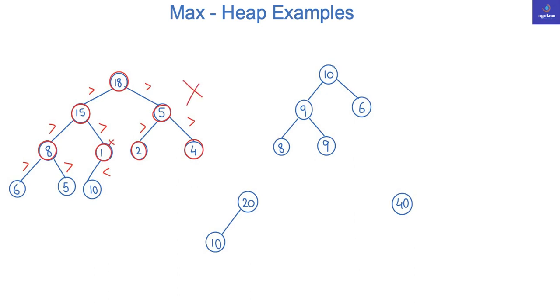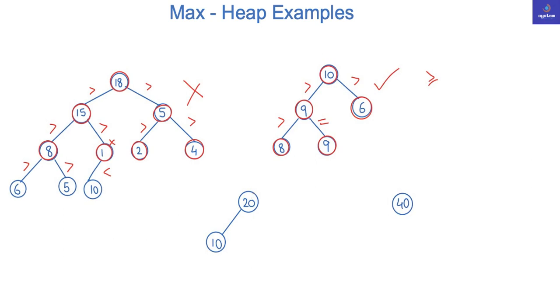Now let's look at this example. For node 10, 10 is greater than 9 and 10 is greater than 6. For node 9, 9 is greater than 8 and 9 is equal to 9. In a max heap, the value of the node should be greater than or equal to the value of all its child nodes. So here 9 also follows the max heap property. And since these are leaf nodes, they also follow the max heap property. So this is a max heap because this is a complete binary tree which follows the max heap property.